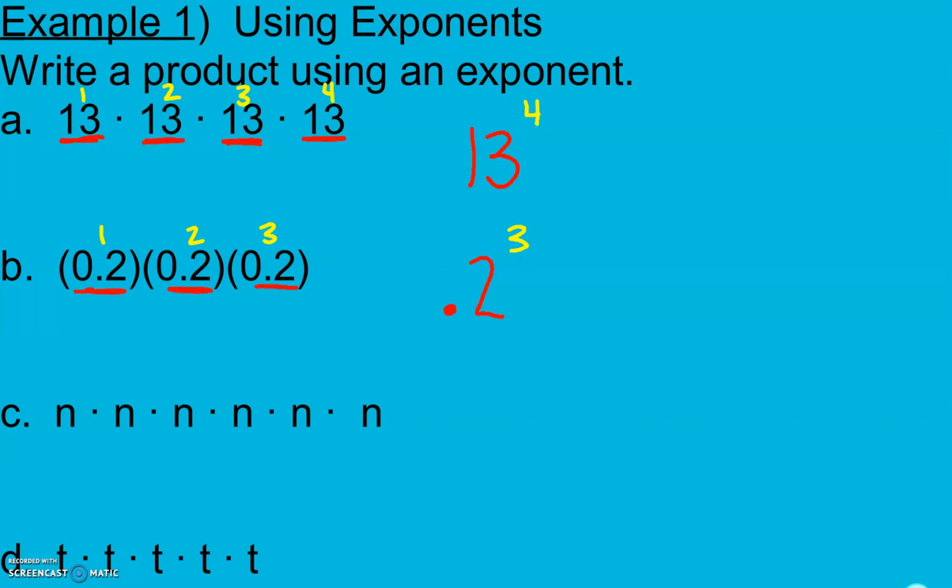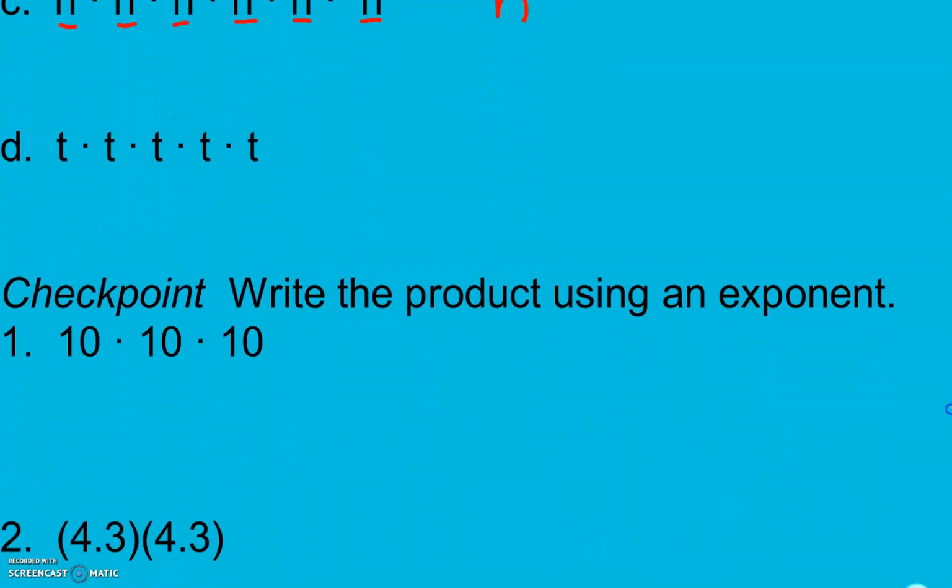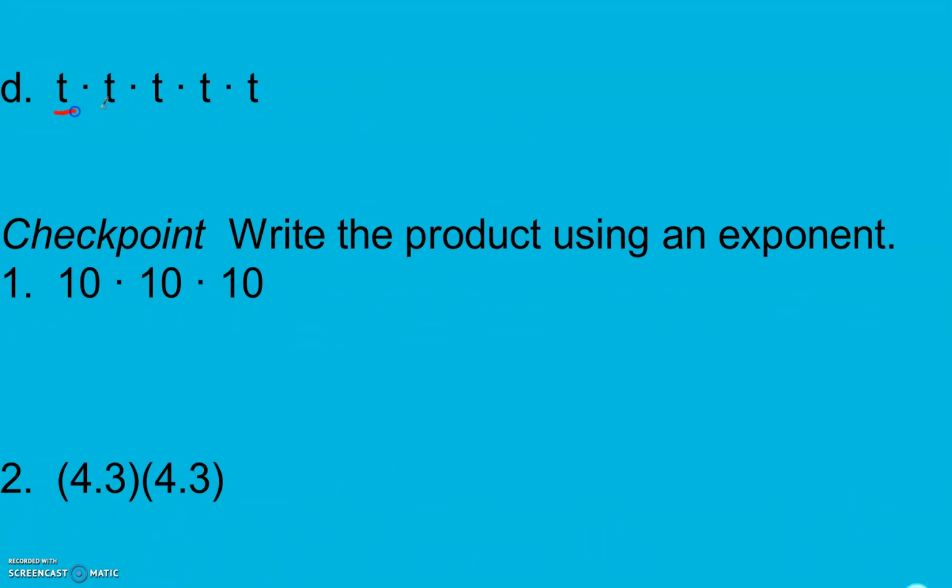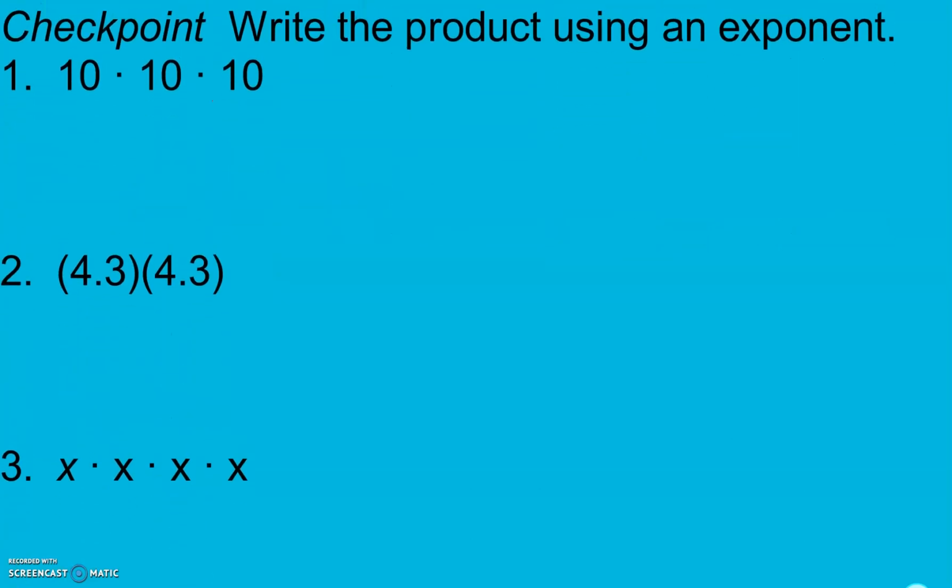In C, it works the same way, even though we have a variable here. So I have n every time is what's being multiplied, so that's my base. And my exponent is how many of them I have, which here is 6. So this is the same as n to the 6th power. And in D, same idea. My base is the thing that's being multiplied every time, that factor. And my exponent tells me how many times that factor's been multiplied times itself, which here is 5, so I have t to the 5th power. Feel free to pause here and give this a try with the checkpoint.